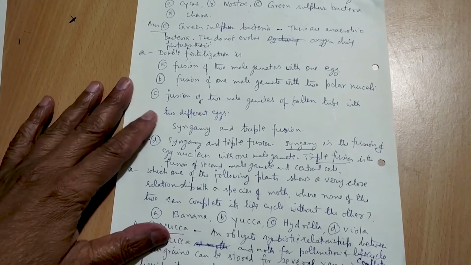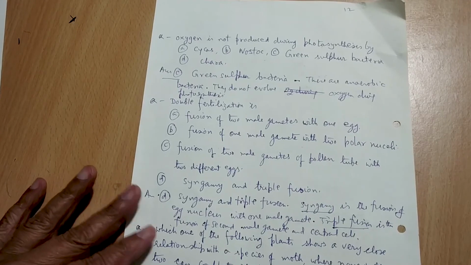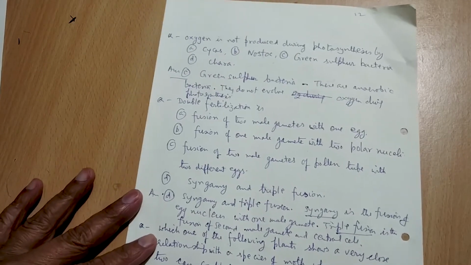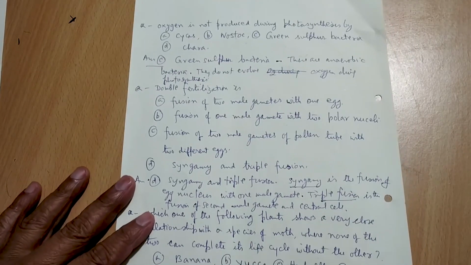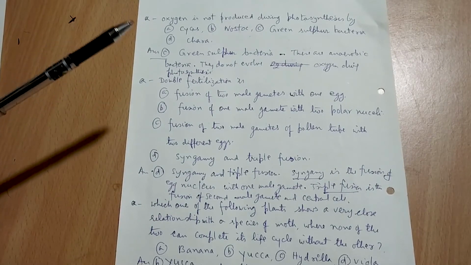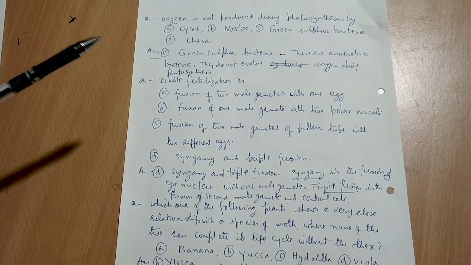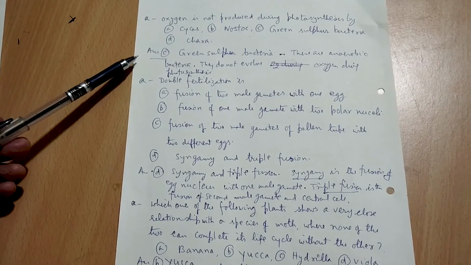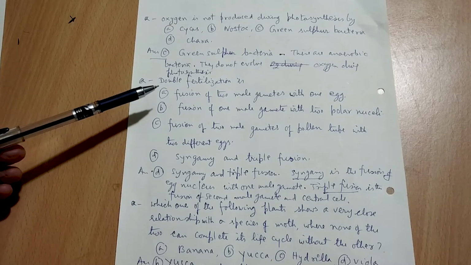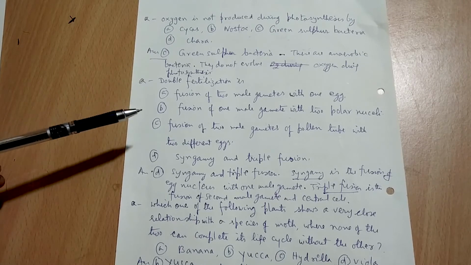And the last part will be 2018 now. Botany, only botany it is. Here we go: oxygen is not produced during photosynthesis by Cycas, Nostoc, green sulfur bacteria, and Chara. So the answer will be green sulfur bacteria. These are anaerobic bacteria; they do not evolve oxygen during photosynthesis.